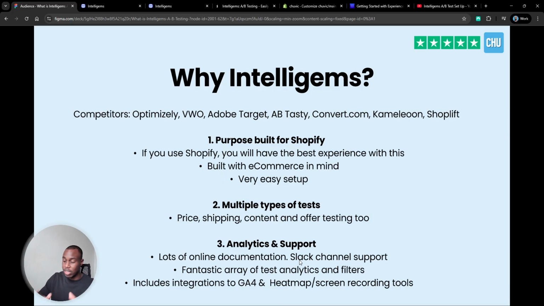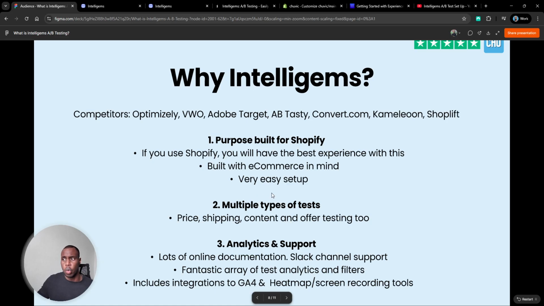There's a lot of different filters. There's a lot of different analytics, sometimes even too many, which is a great position to be in. But it just allows you to answer the questions that you have when looking at data. They also have a lot of online documentation and a Slack channel for support, which is amazing. And they also connect and integrate to your favorite heat map tool, whatever you use.